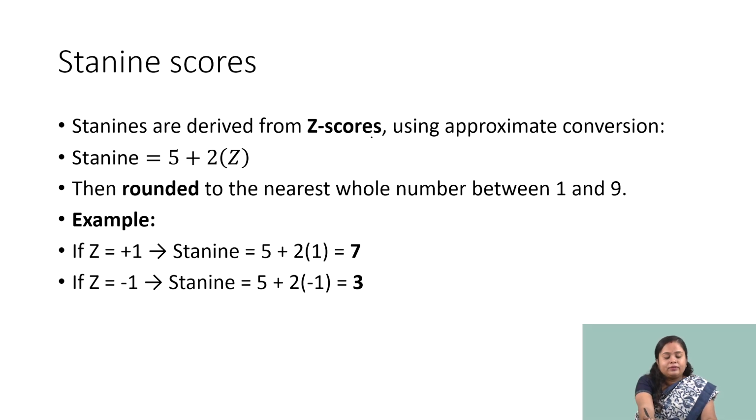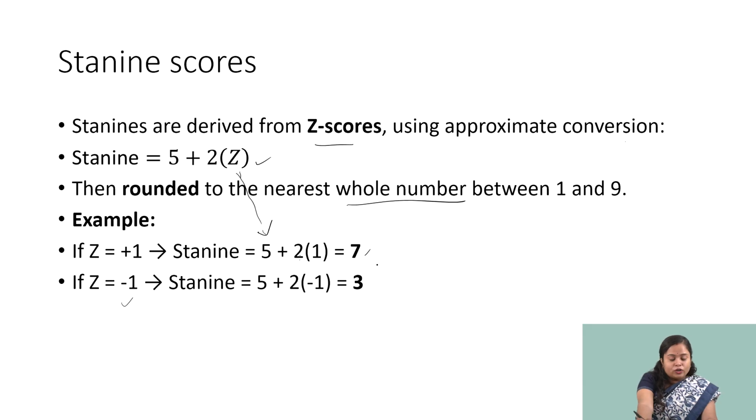You can also derive the stanine from Z scores using the formula 5 plus 2Z. If the scores are in decimals, you may round off to the nearest whole number between 1 and 9. Let's take an example. We calculated Sten for Z plus 1. Now we will calculate stanine when the Z score is plus 1. In this formula we put 5 plus 2 times the Z score. 5 plus 2 multiplied by 1 is 2, so 5 plus 2 would be 7.